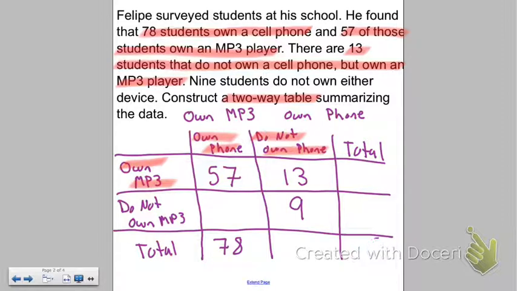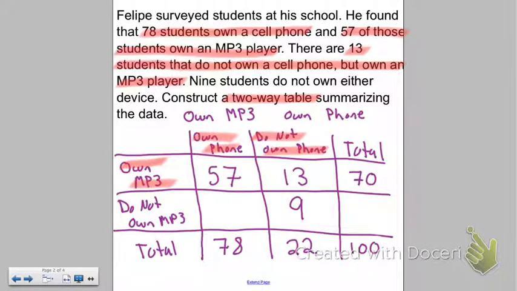Now that I put in all my information from the word problem, now I can go and fill in my missing information. The total for do not own a phone would be 13 plus 9, which gives me 22. Now I can find the overall total by doing 22 plus 78 to give me the 100 students. I can also find the total students who own an MP3 player would be 57 plus 13. That would be 70.